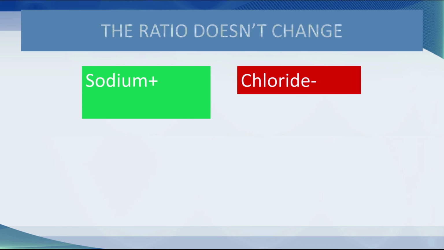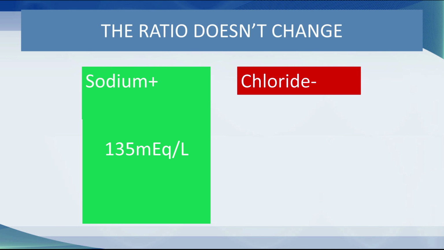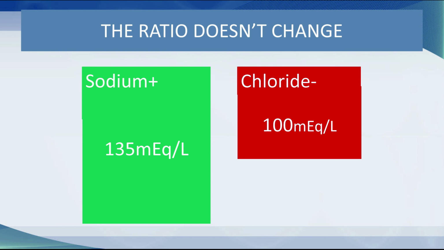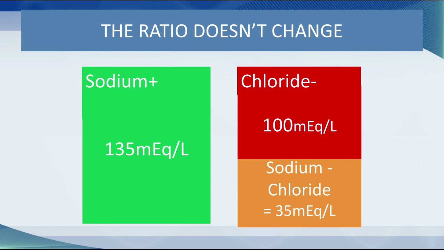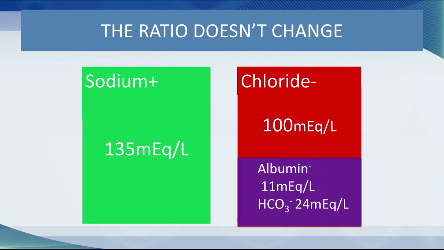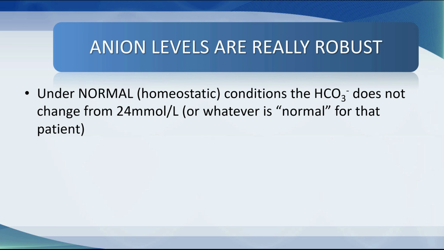The ratio doesn't change. For example, in this picture, the sodium is 135 and the chloride is 100, but the ratio is the same, the difference is the same, and the charge that's carried on albumin, phosphorus, and bicarbonate is the same. A point I'd really like to make, though, is that anion levels are really robust in the body.